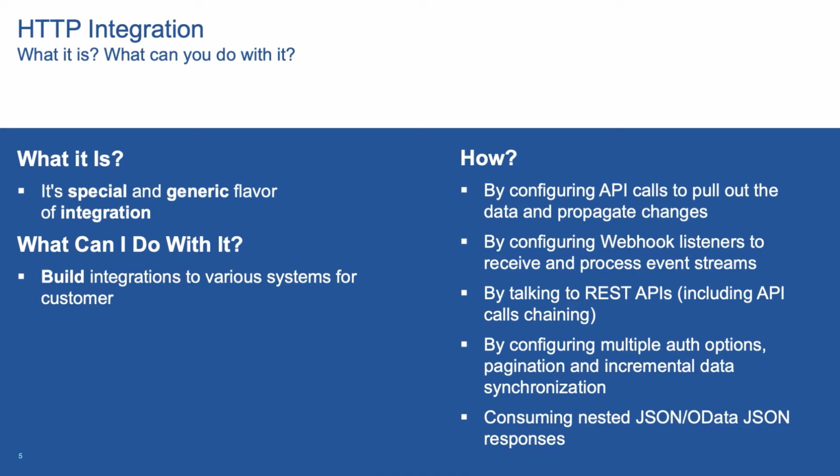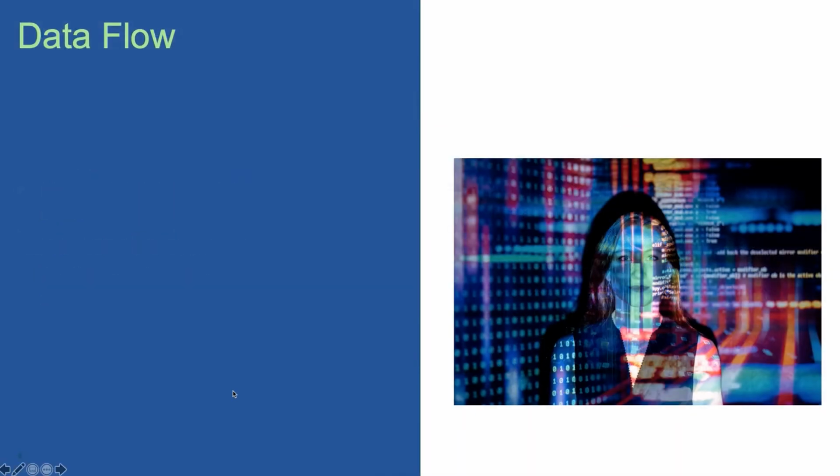It supports other cool and necessary stuff like multiple auth methods, pagination, or incremental synchronization. It can process not only simple JSON, but also nested JSON, as well as OData JSON responses. Now, let's have a quick look at how the data flows through those components that we talked about, from a very high-level perspective, before we get our hands dirty.